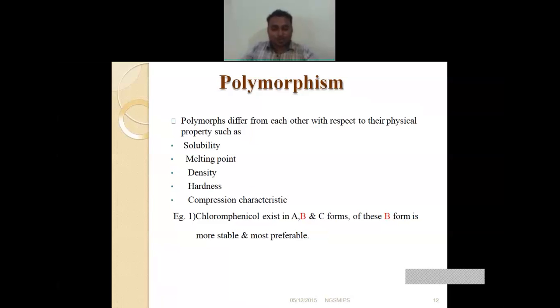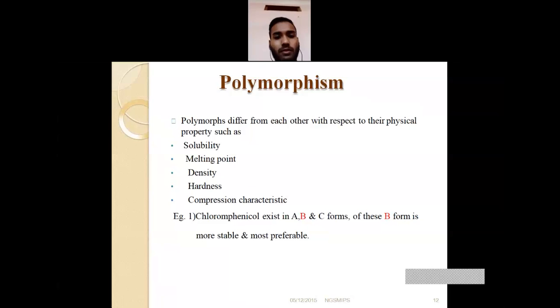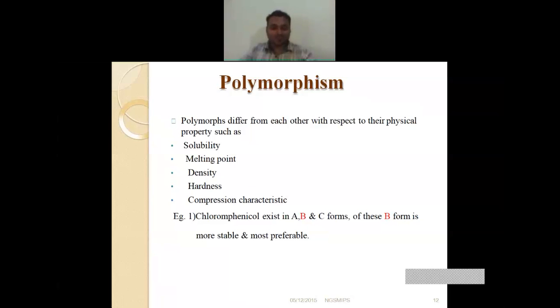What do you mean by solubility? Solubility means the ability of a substance to dissolve, the ability to dissociate in polar compounds or in a suitable solvent.